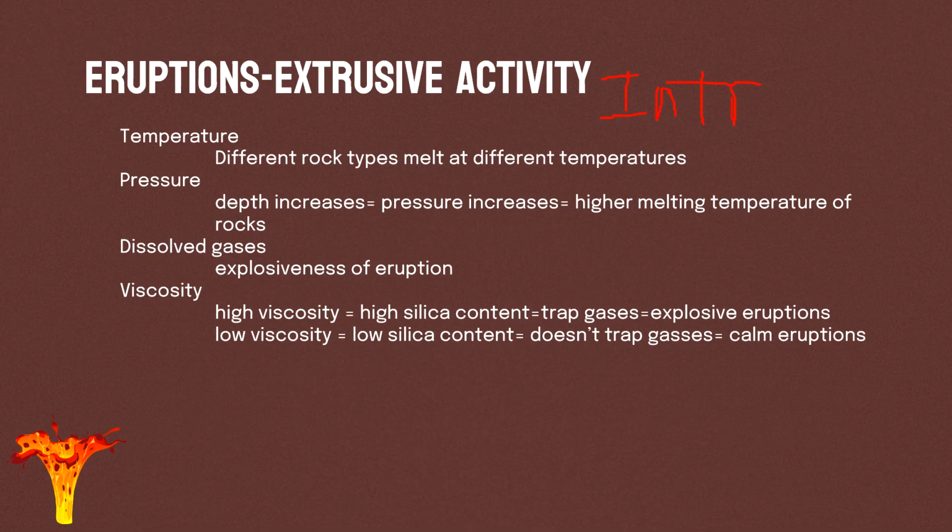So if it's deeper within the crust, the melting temperatures are going to be higher. And then dissolved gases. Depending on the type of material the magma or lava is made out of determines the amount of dissolved gases that are inside of the magma or lava. And if there are a lot of dissolved gases, that increases the explosivity of the eruption, because the gases try to escape from the magma, which creates popping sounds.